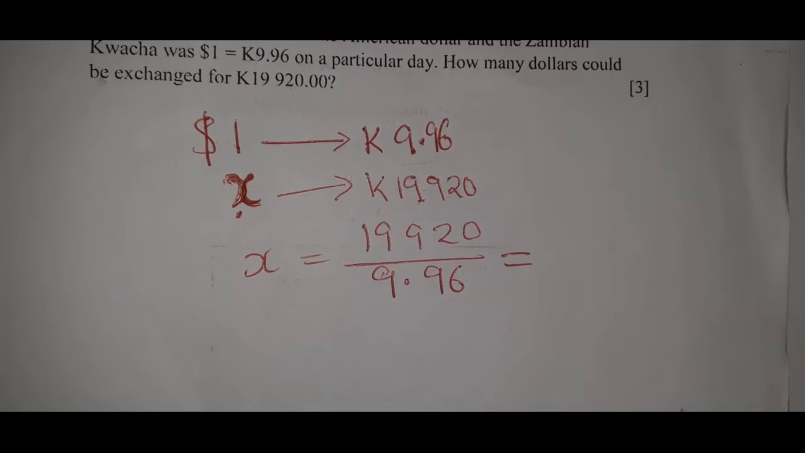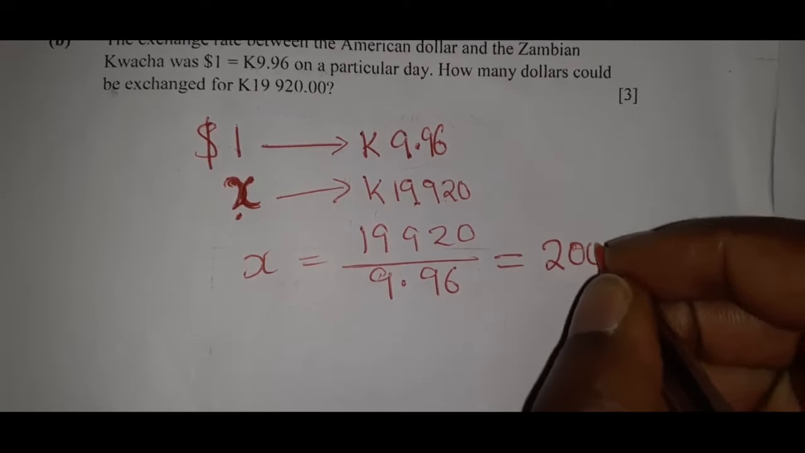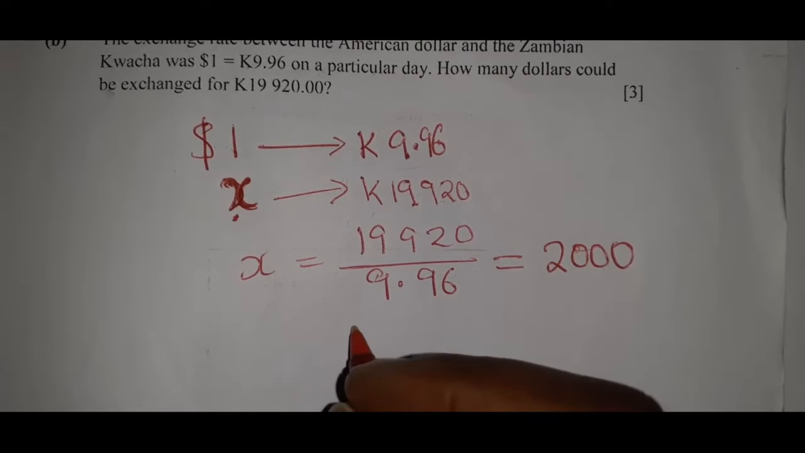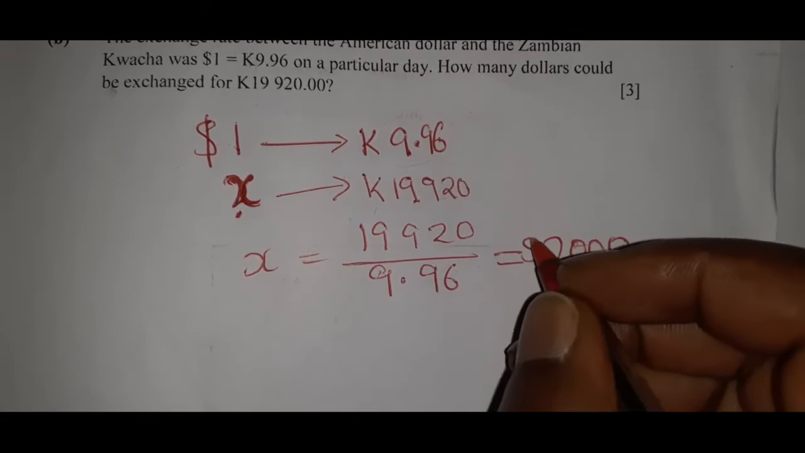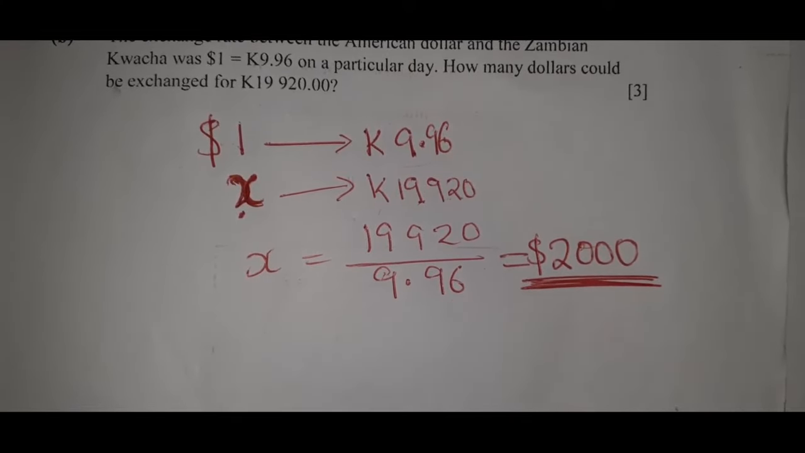We divide. So we're going to get 2,000 US dollars. Okay. That's what we're going to get. All right.